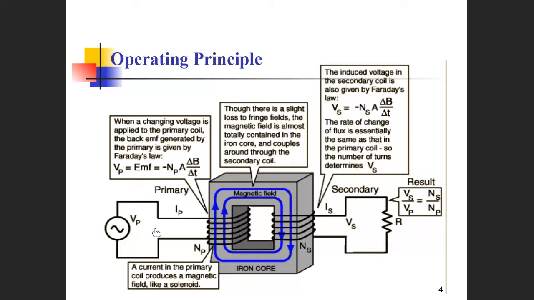Suppose that in the primary we have a current Ip changing with time. Then we have a magnetic field produced by this current changing with time. Suppose the cross-section area of the coil is A, and the flux density is B, and the change rate of the flux density is delta B over delta T. So this is the change rate.